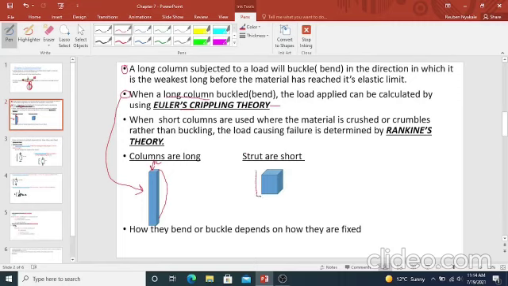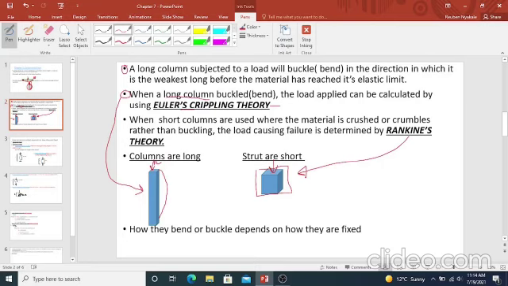Now the short columns, they are using the Rankine theory, or rather we are using the Rankine theory to calculate the force applied when the columns are short. When short columns are used, where the material is crushed or crumbled rather than buckling, the load causing failure is determined by what? By Rankine.